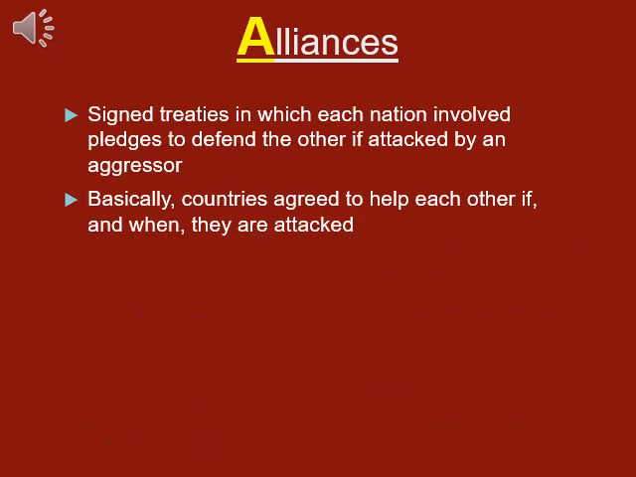The A in the acronym has to do with alliances. These are when nations and the heads of state sign treaties in which each nation involved pledges to defend the other if it's attacked by an aggressive nation. Basically, countries agree to help each other in times of war to help preserve the time of peace that they're in.